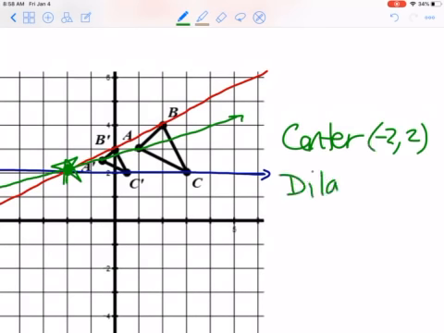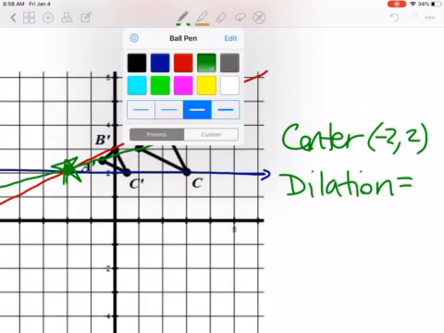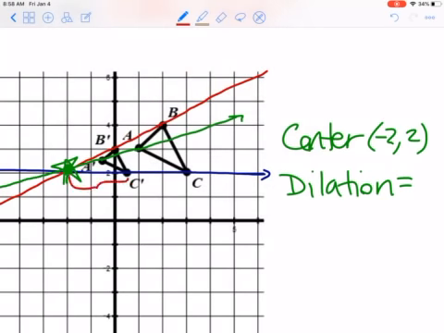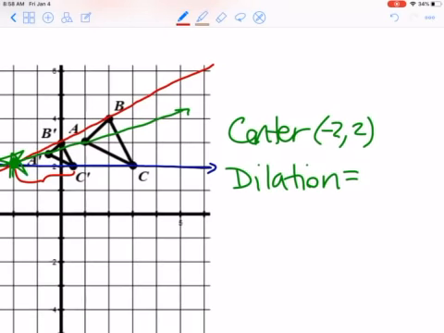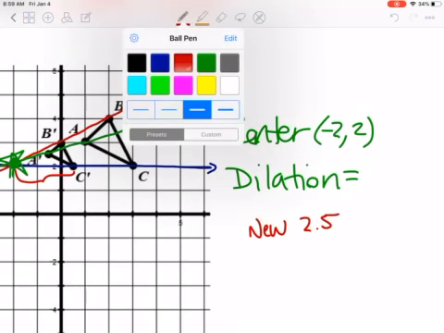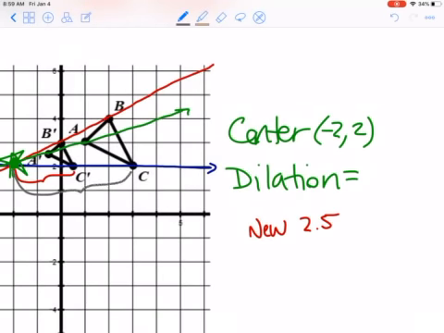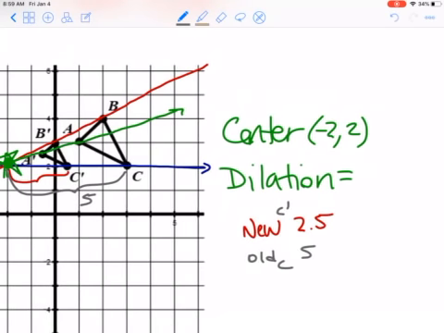And our dilation, so let's just measure our one value. I'm just going to pick C because it's really easy to go right 1, 2.5. So our new distance was 2.5. Doesn't have to be perfect, but should be an estimated decimal. The old distance was right there. That was 1, 2, 3, 4, 5. So notice new went to C prime and old went to just C.